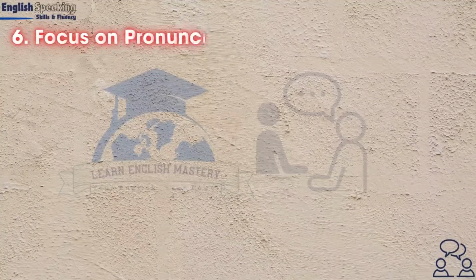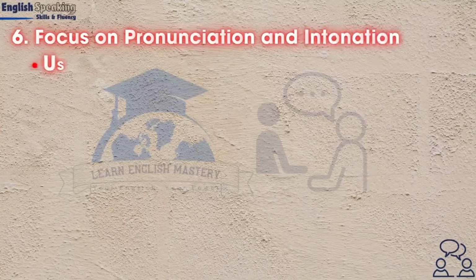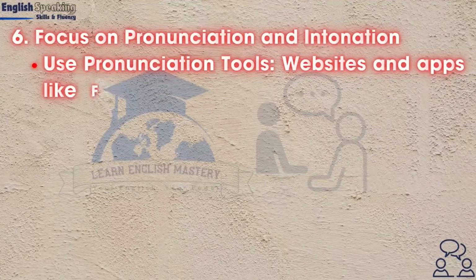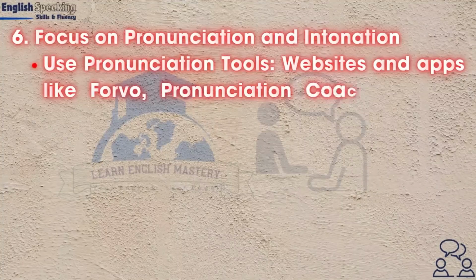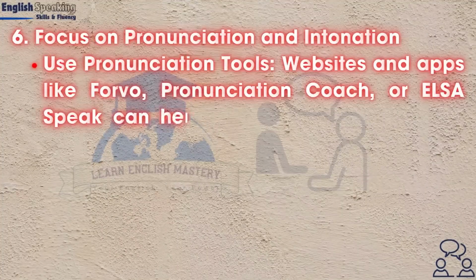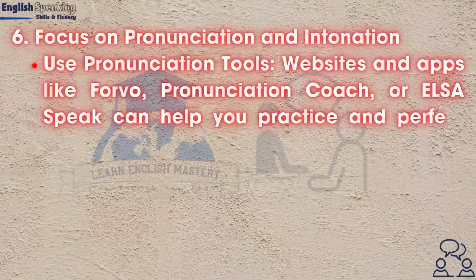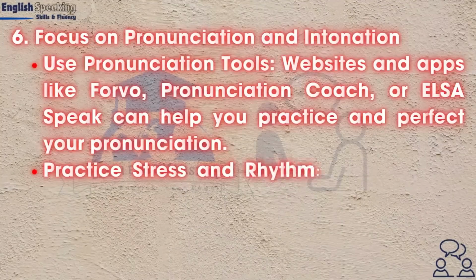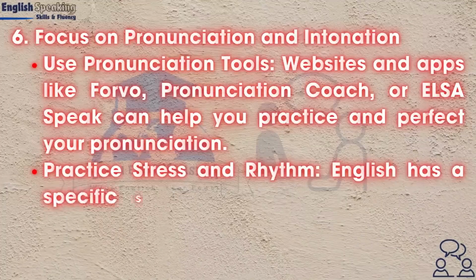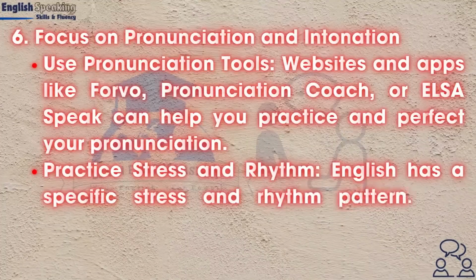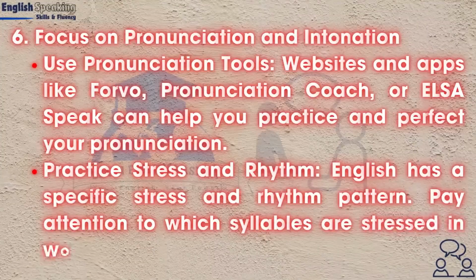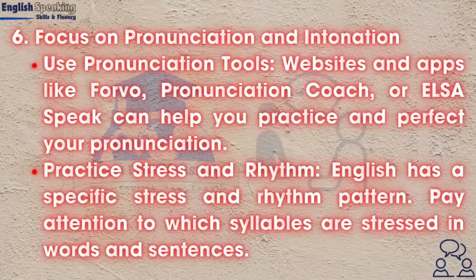6. Focus on pronunciation and intonation. Use pronunciation tools. Websites and apps like Forvo, Pronunciation Coach, or ELSA Speak can help you practice and perfect your pronunciation. Practice stress and rhythm. English has a specific stress and rhythm pattern. Pay attention to which syllables are stressed in words and sentences.